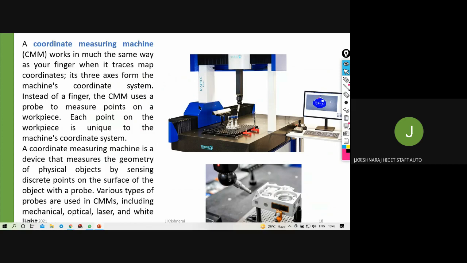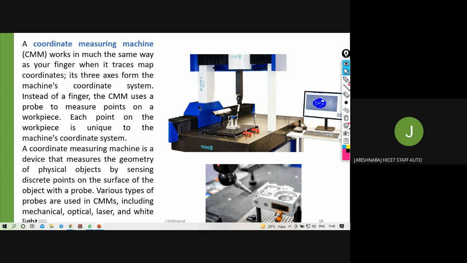The next is a CMM, coordinate measuring machine, right? It is an advanced mechanism for measuring irregularities of shapes. Like if a human is standing in front of it, it can measure the accurate coordinate points, or the end points, of the human being.